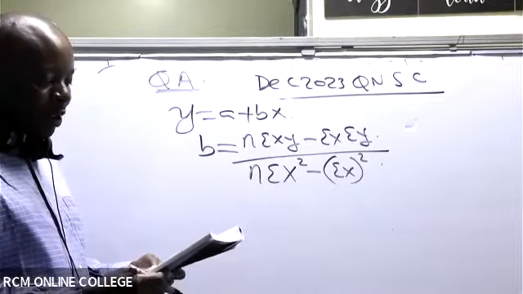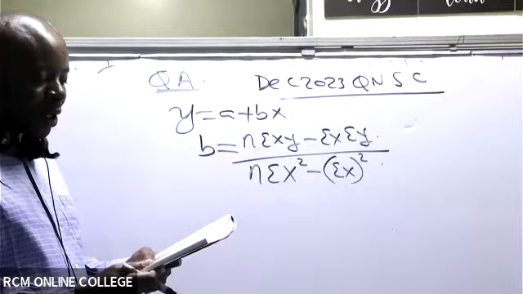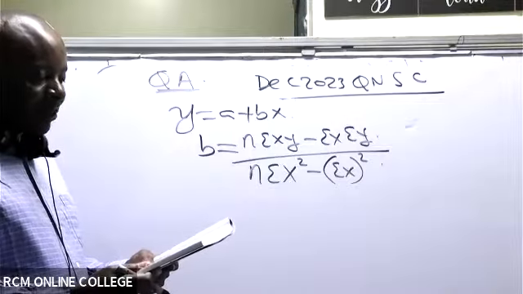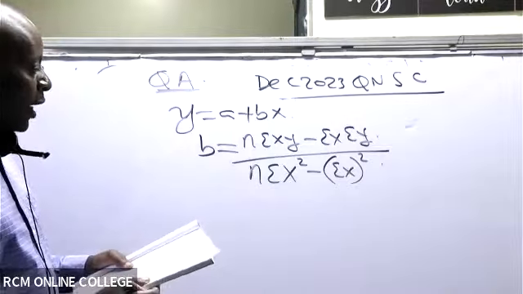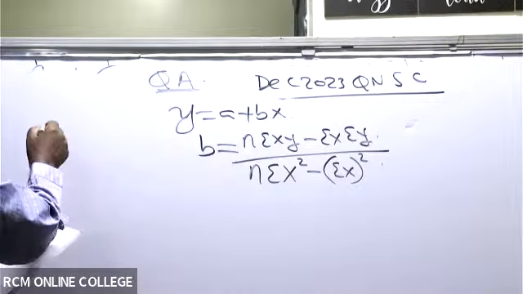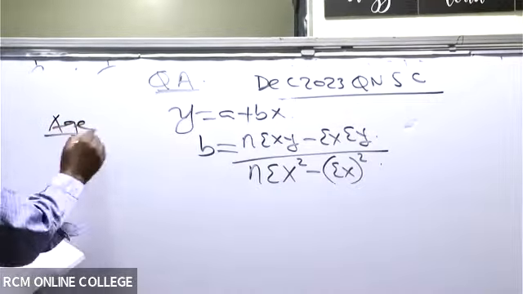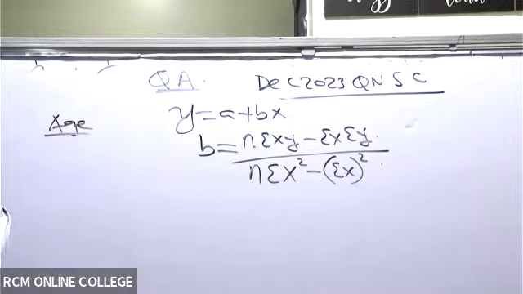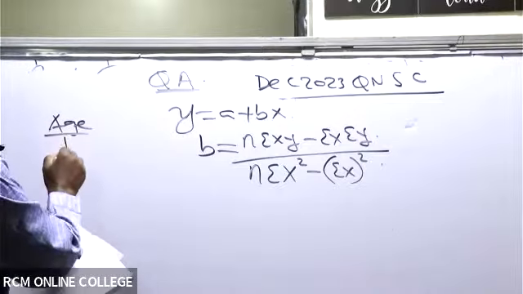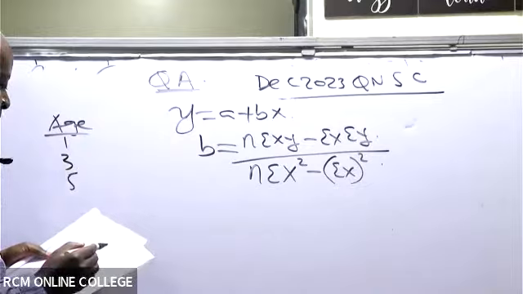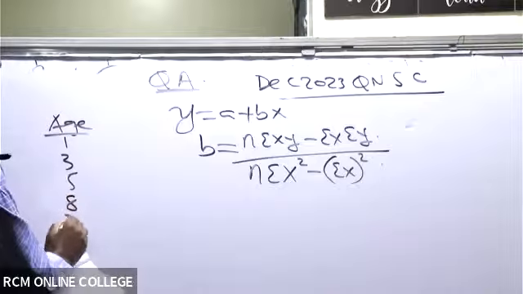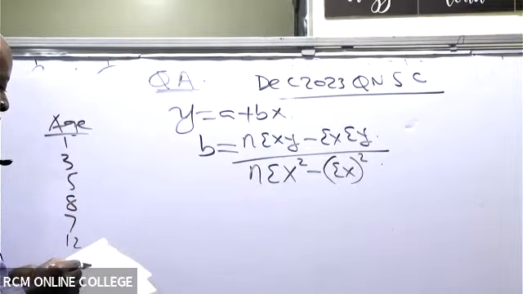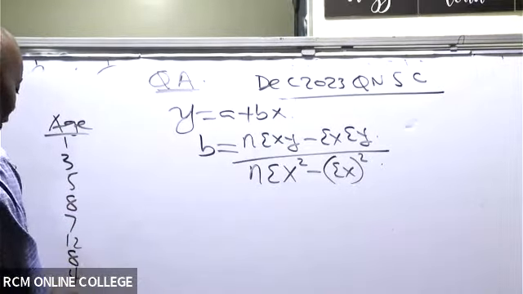I would want us to write this question down. That's December 2023, question number 5C. Please try getting it. We have age here. Try getting it. We have age: 1, 3, 5, 8, 7, 12, 8, 4.